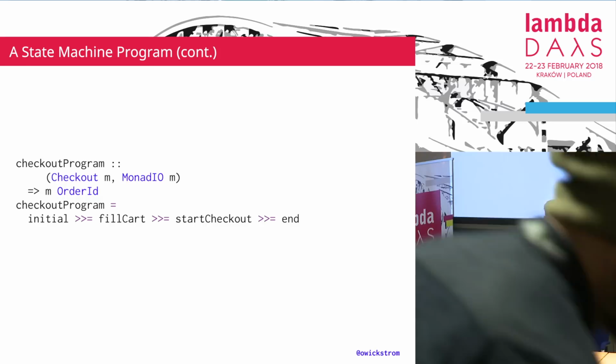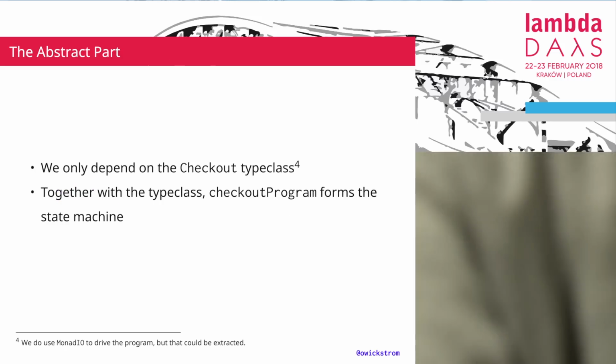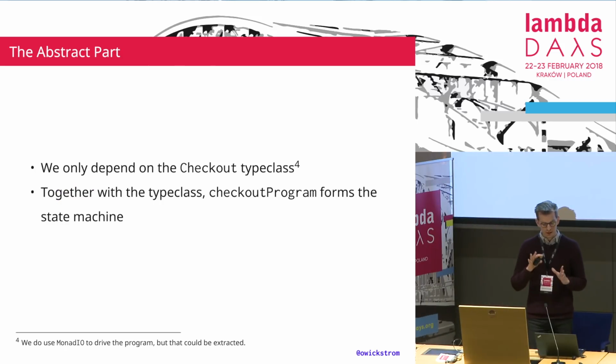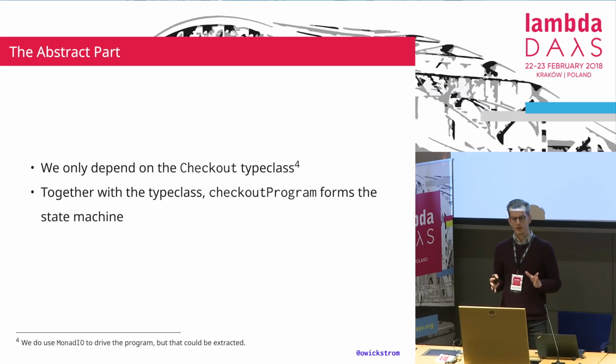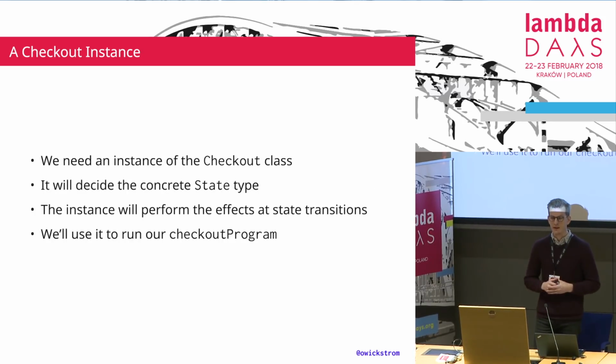So far, we have only seen this abstract part of the program, depending on the type class. The part we have seen so far forms this abstract program that can be run in different ways. To actually run it, we need an instance of checkout. And this instance will decide both the concrete state type, which is used to pass around, and also if there are any side effects going on and so on. We will use this instance to run the checkout program, the abstract program.